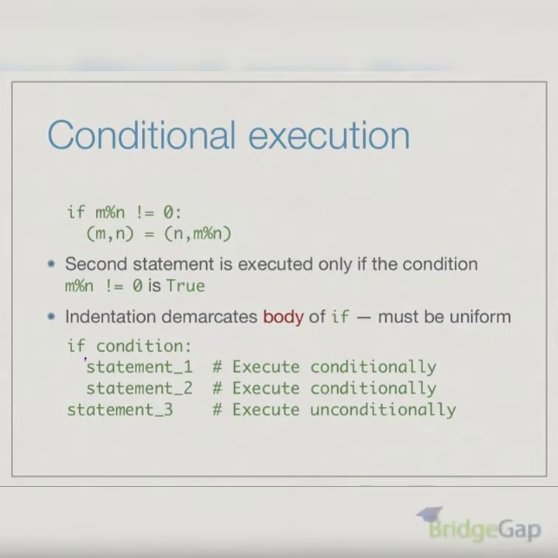Conditional execution. Let's have a look at how a program executes according to a given condition. For example, I have taken here an if statement and the condition is m modulus n not equal to 0. If the given condition comes to be true, then the second statement executes, which is m, n = n, m modulus n. This statement performs the swapping of the two values. This is a good and better way to swap two values in a Python program.